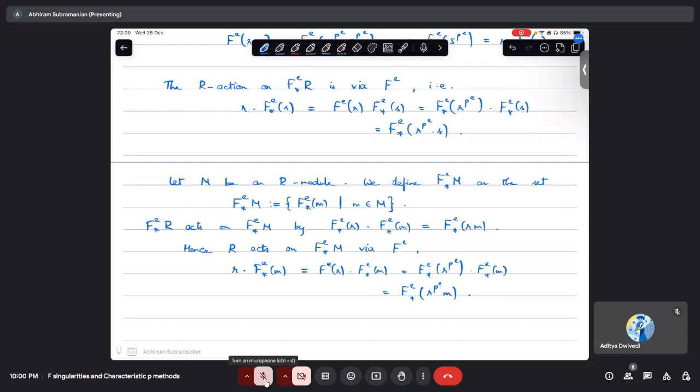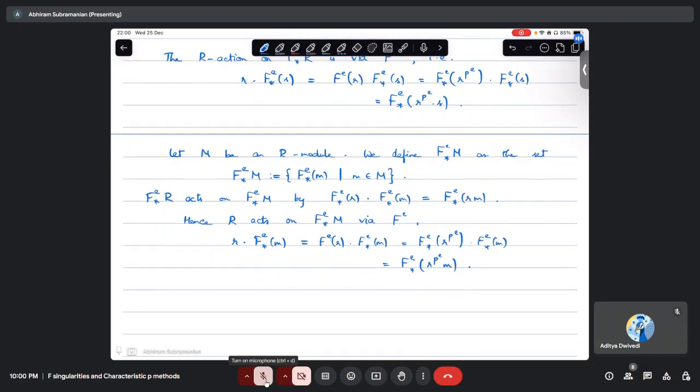So now for any R module, we can look at that R module as an R module via the Frobenius Fe, the iterated Frobenius. And this is the more interesting action which makes this subject very interesting. I think I mentioned most of this stuff.